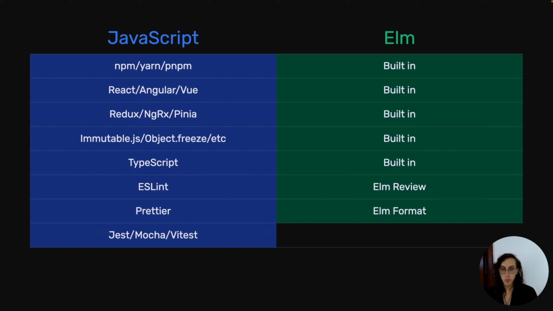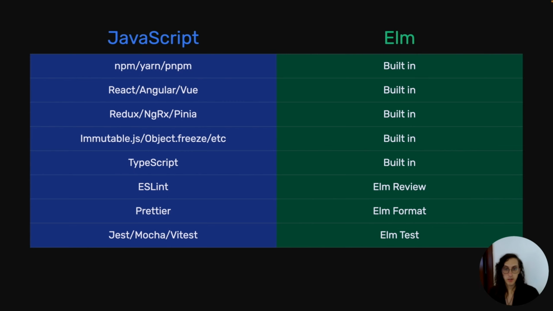And in JavaScript, if you want to do unit testing, you're going to reach for Jest, Mocha, Vitest. There's a number of libraries that you could use. But in Elm, there is elm-test. Elm-test allows you to write tests in Elm for Elm and run them with a simple CLI tool.